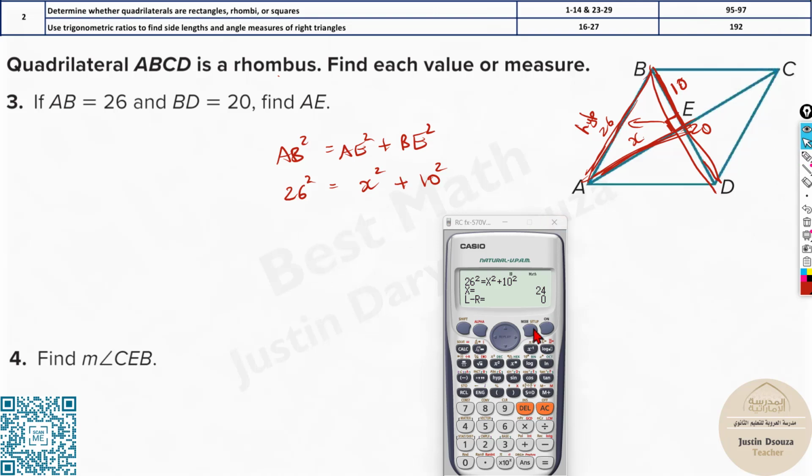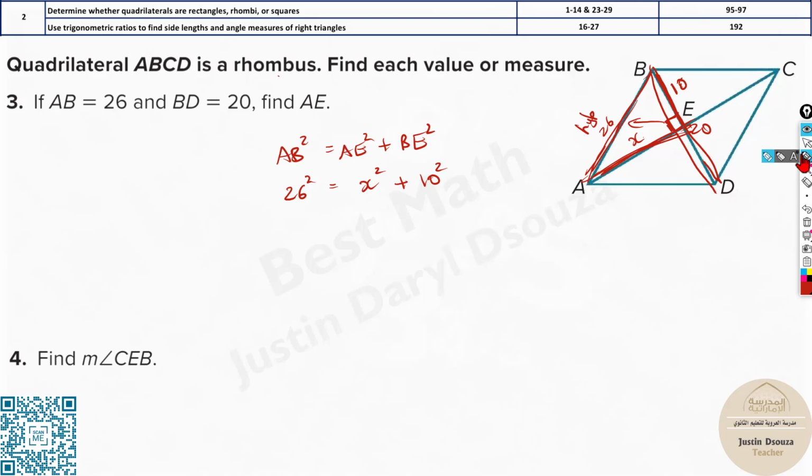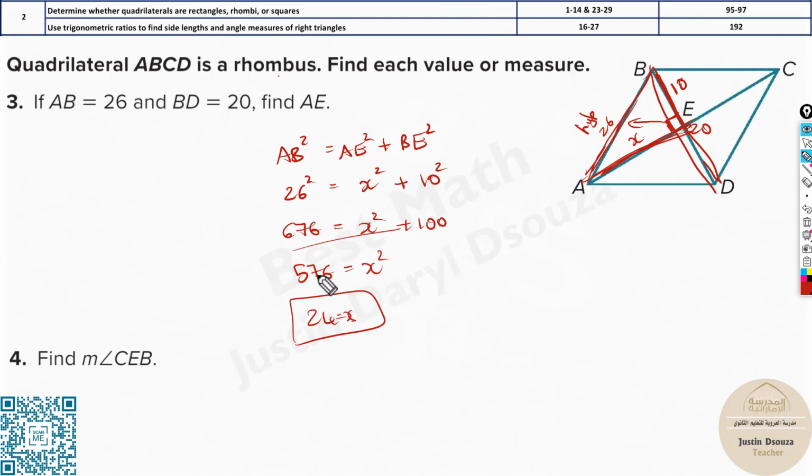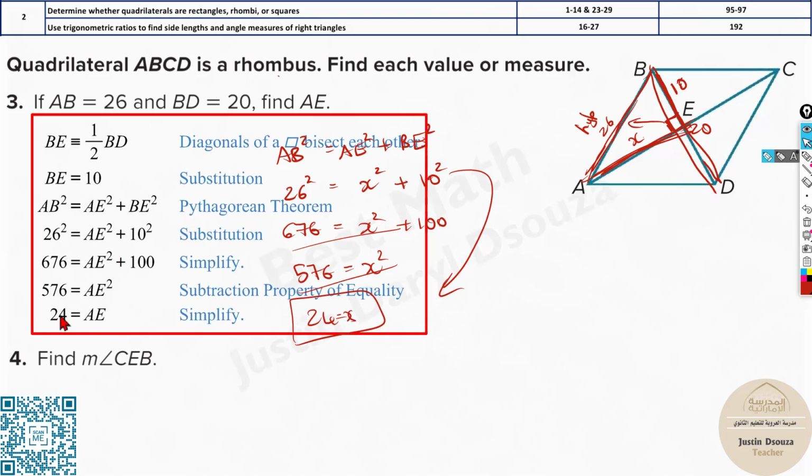Or if you want to do the steps, you can just do 26 squared. That is 676 over here. 676 equals x squared plus 100, and take this to the other side. It'll be 576 is equal to x squared, and take the square root, it'll be 24 equals x. So these are the steps if you want, or this is just substitution. So you can even jump over here. You must get full marks, because as long as you know the formula, the substitution, and then because you're using a calculator, you can directly jump to over here. So that would be the answer.